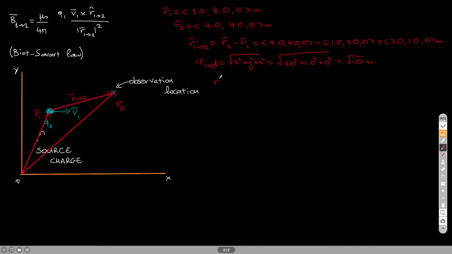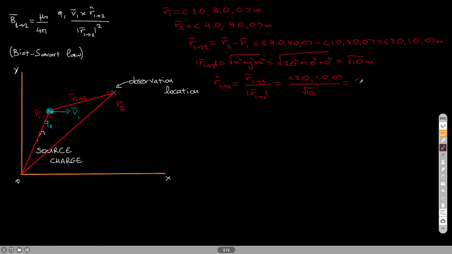Alright, so the next step is to find the unit vector. To do that, I need to take the vector r from 1 to 2 and divide it by the magnitude. So I'm just copying numbers, and I'm dividing this by the square root of 10. Now take a look here. This vector had units of meters. The magnitude had units of meters. When you take the ratio, the units cancel out. So the unit vector has no units.